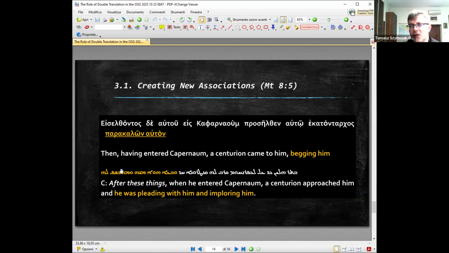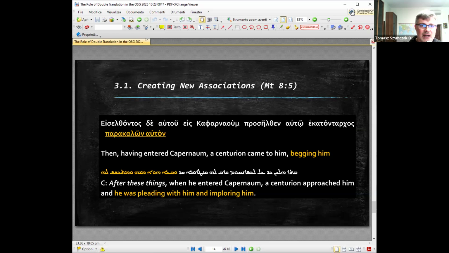So we have two different verbs in order to translate parakalon auton. In the translation of the words parakalon auton in Curetonianus, there is an addition of a second verb, so that the verse reads, and he was pleading with him and imploring him. In the Greek manuscripts, we do not find any variant that could be considered as the Vorlage of this addition.